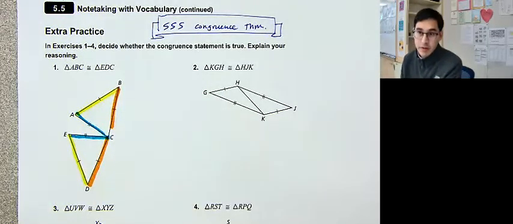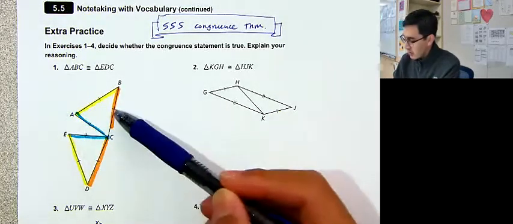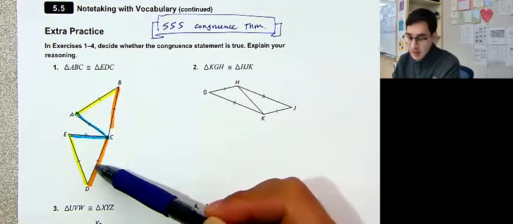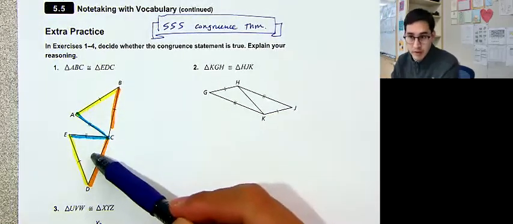Okay. So all I'm doing here is I'm just looking for matching tick marks. We have single tick marks here. We have single tick marks here. So I could have mixed and matched those sides. And then we have the double tick marks there. Okay. All right. So these triangles are congruent.